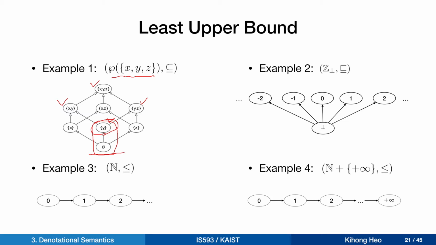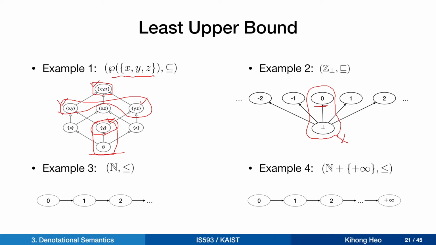Okay, and for another subset, if we take these two elements, XY and YZ, then what is the least upper bound? The least upper bound will be this XYZ. Okay, does that make sense? Let's take a look at the second example. So consider this subset that includes the bottom and 0. Okay, what is the least upper bound of this subset X? It will be this 0.